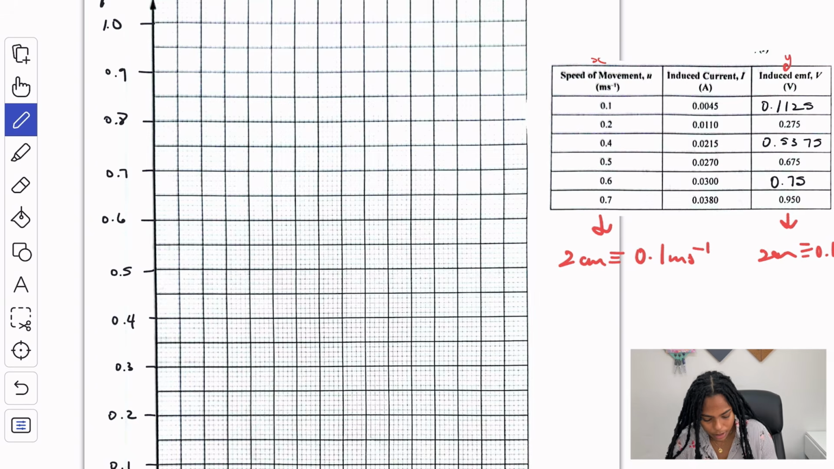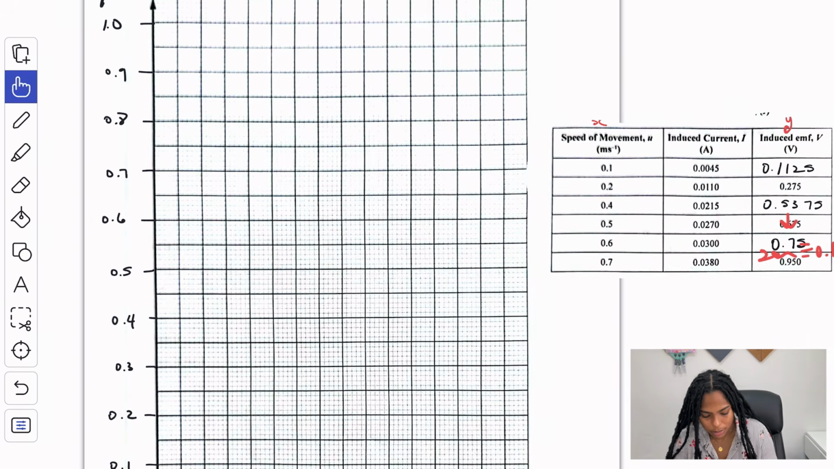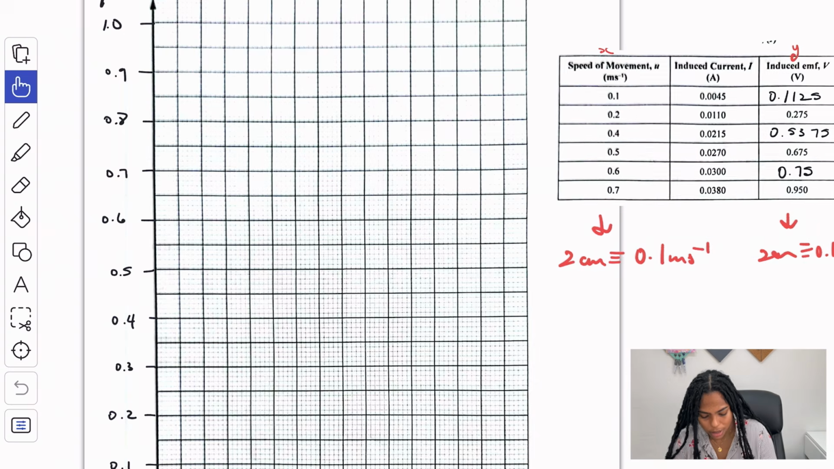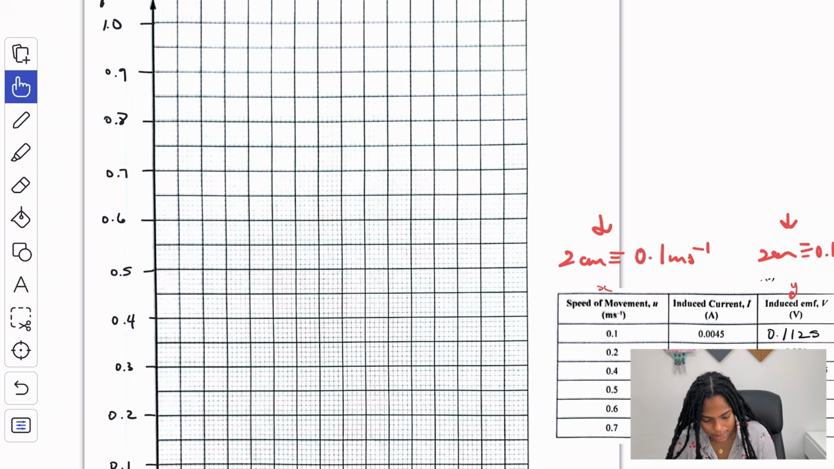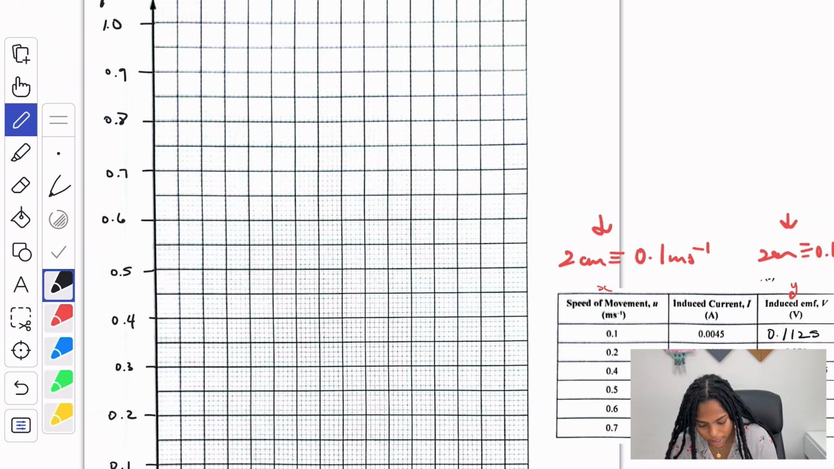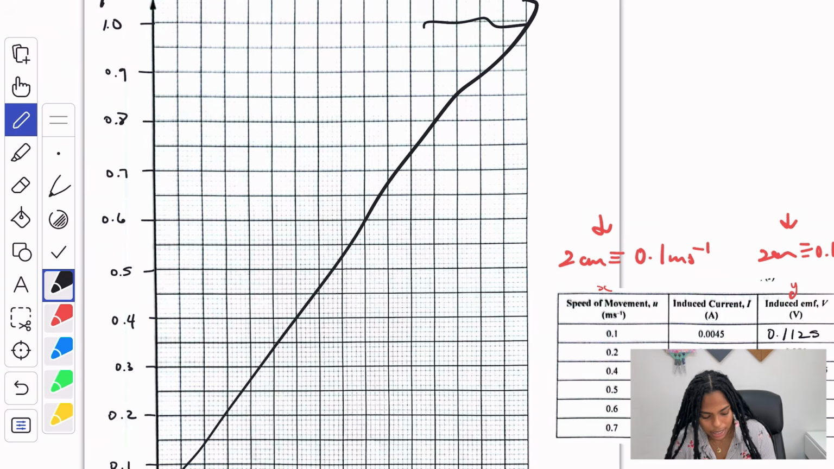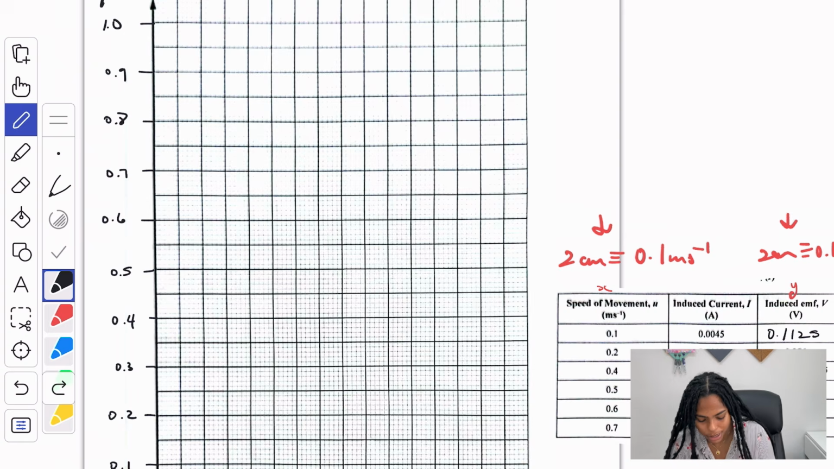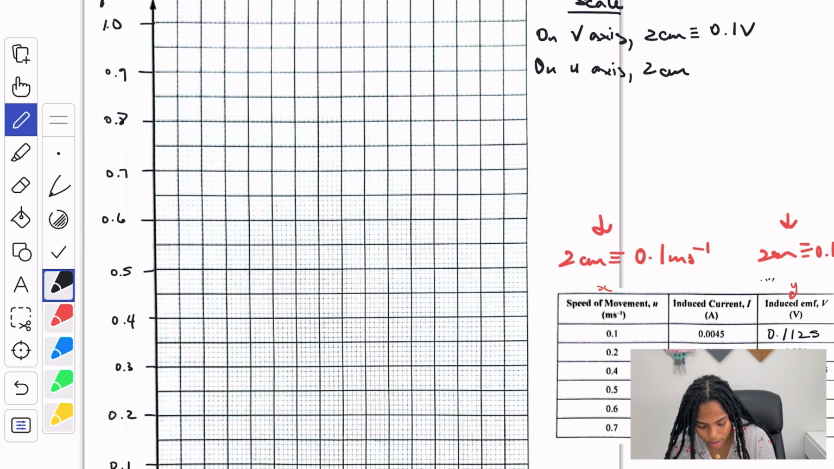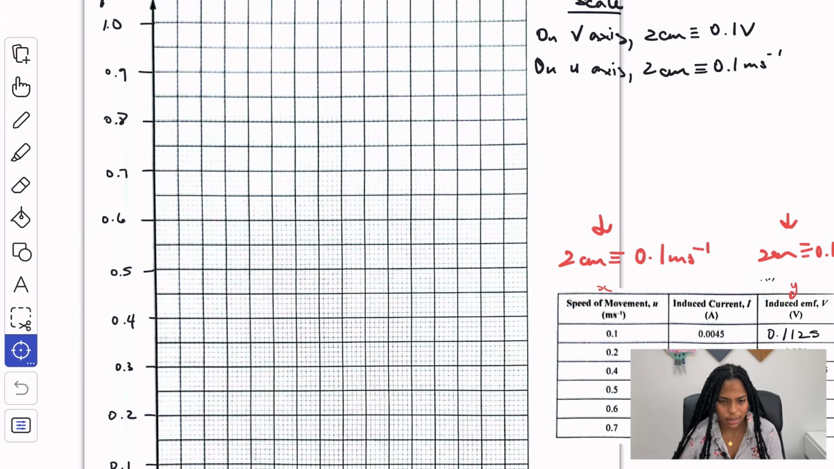So I'll put it at the side just because I'm not exactly sure how much space I'm going to take up on my graph. So I may come somewhere at the side here and write it, because I don't want that I write it here, which is where I usually write it, and then my graph ends up being quite up here, and then I'm fighting to see my points through the writing. So scale is on my voltage axis. 2 centimeters represents 0.1 volts. On my velocity axis, 2 centimeters represents 0.1 meters per second. And I'm keeping this here so that I can see my points easily to plot.